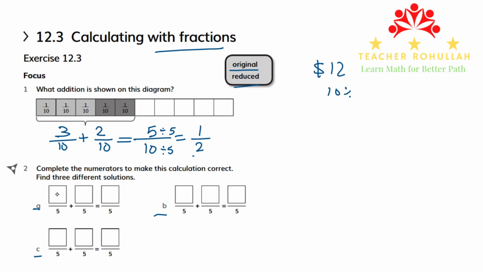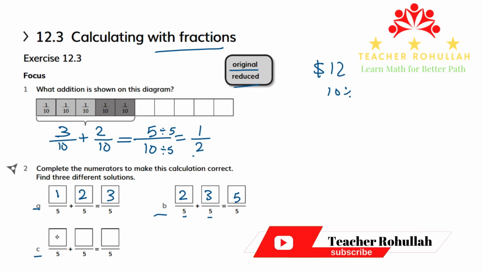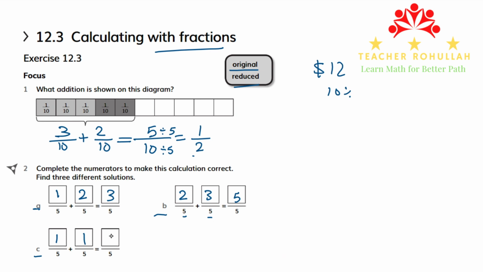For the first one, I will write 1/5 plus 2/5, which will be equal to 3/5. This is one of the answers that we can write. And the other one that we can write is 2/5 plus 3/5 equals 5/5. Because the denominators are the same, we kept the same denominator and we just added the numerators. In part C also we have the same denominator, so we can write 1/5 plus 1/5 equals 2/5.